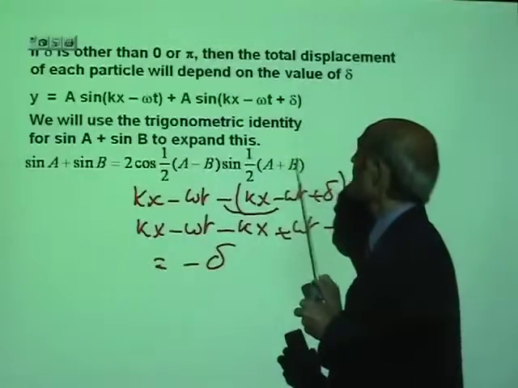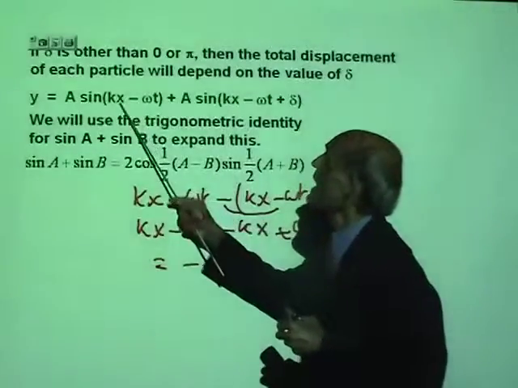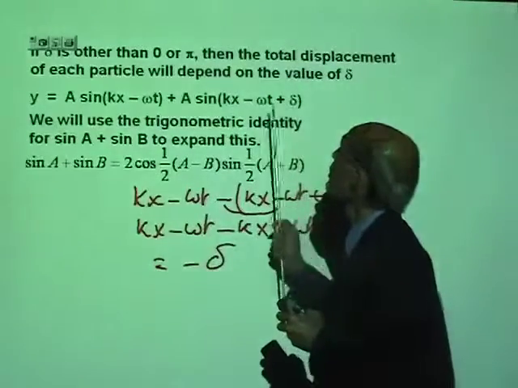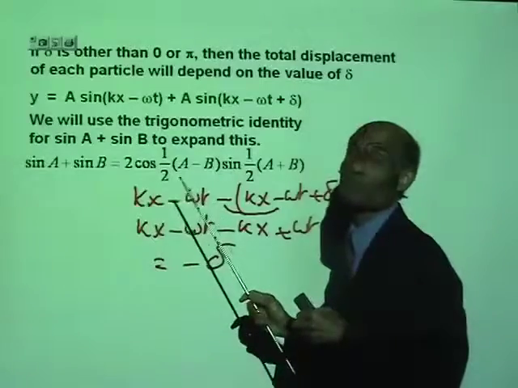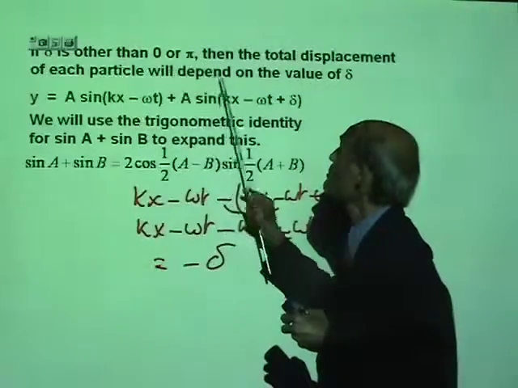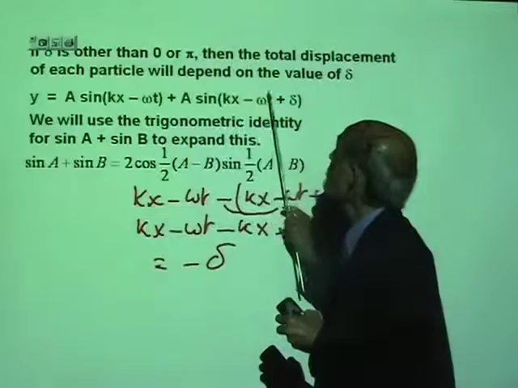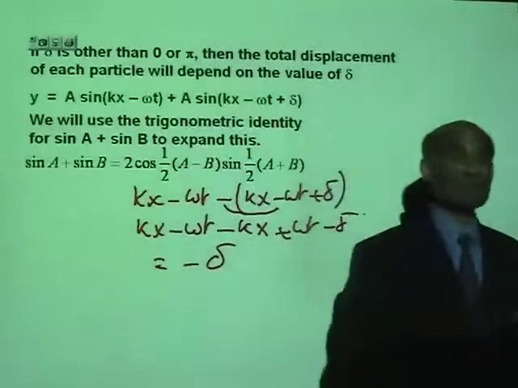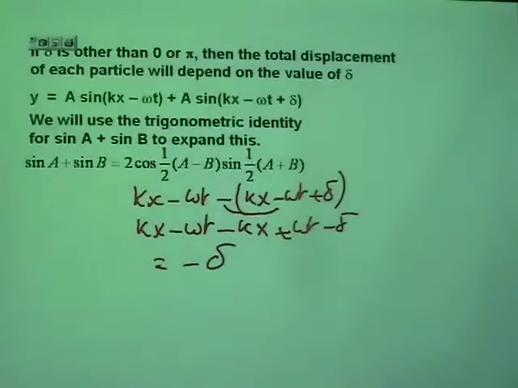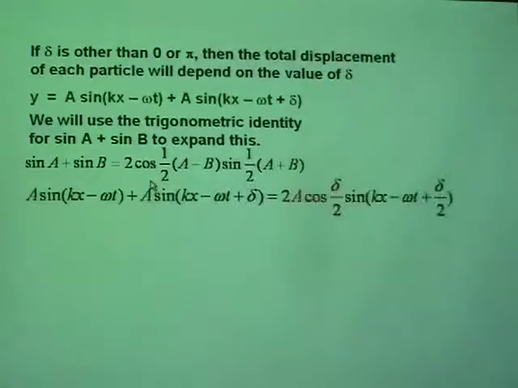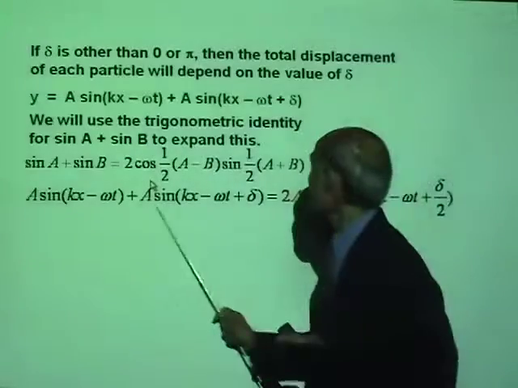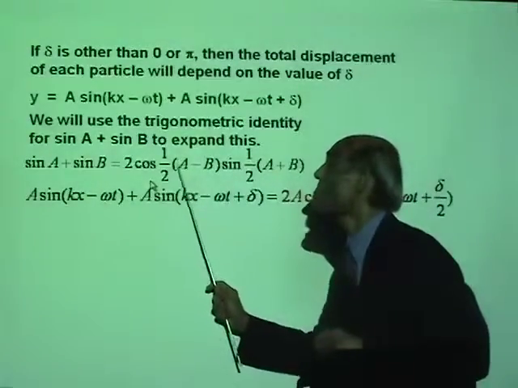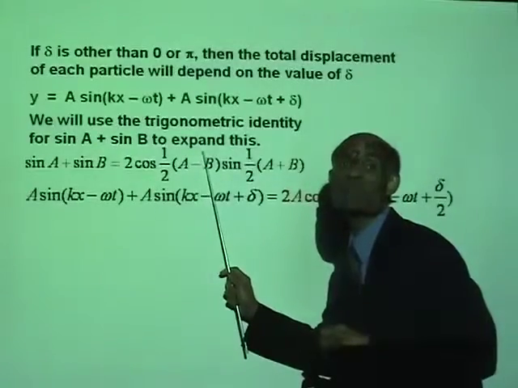Alright, what is A plus B? When you add kx minus omega t to this, what will that be? Well, that will be 2kx minus 2 omega t plus delta, over 2. Alright, I'm going to write down that for you. So this will be 2a cos. I showed you that A minus B will be negative delta.